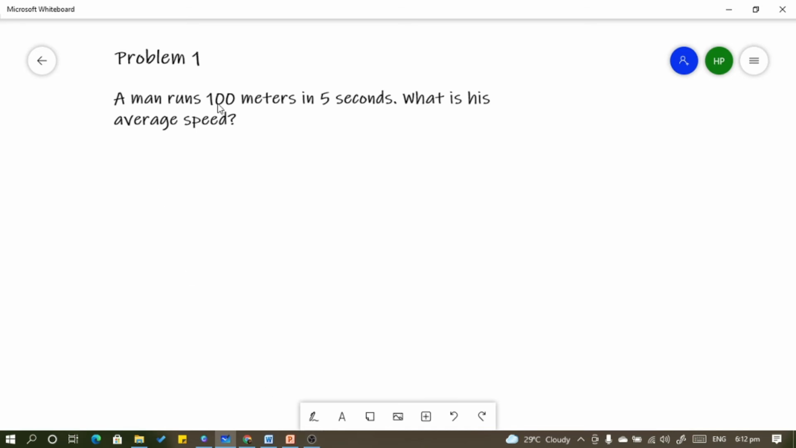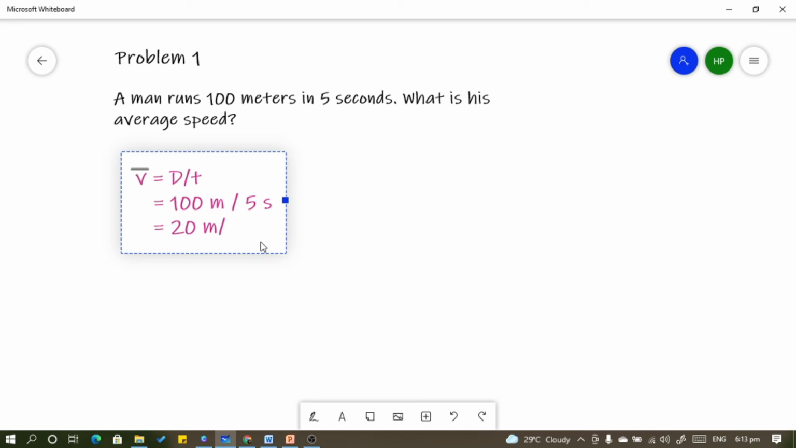A man runs 100 meters in 5 seconds. So this is the formula for the average speed: equals distance over time. Now the distance given here is 100 meters, divided by 5 seconds, is equal to 20 meters per second. So the man's average speed is 20 meters per second.